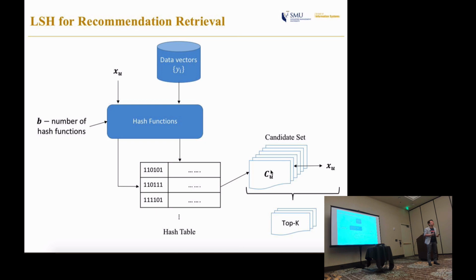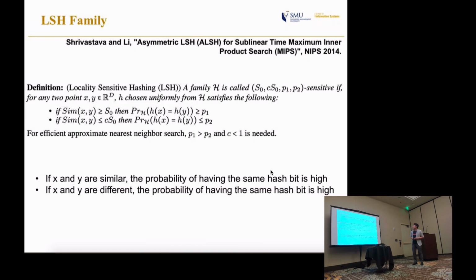So what it means is that we have now narrowed down a lot of the search space into just a few that will go into the same cell as the user. And locality sensitive hashing is going to give us some guarantee that those in the cell are going to be similar with some level of probability. Now, we're going to go to the problem of LSH for recommendation retrieval.